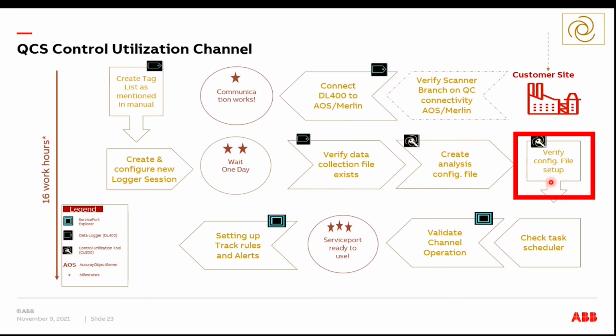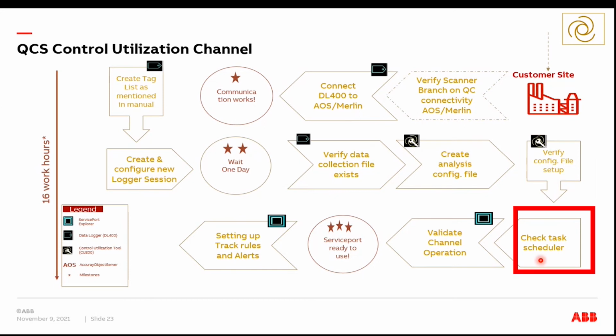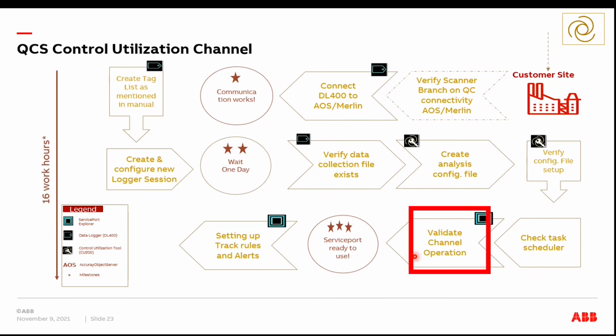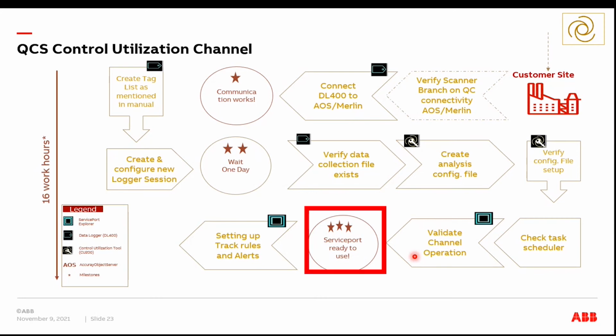Once we have the config file, we create the task scheduler. The task scheduler triggers at specific time periods to move those data into the particular folder so that they can be processed. Then we validate the channel operation. We navigate through the dashboards to check whether the data is coming properly and has values. Then our service port is ready to use.